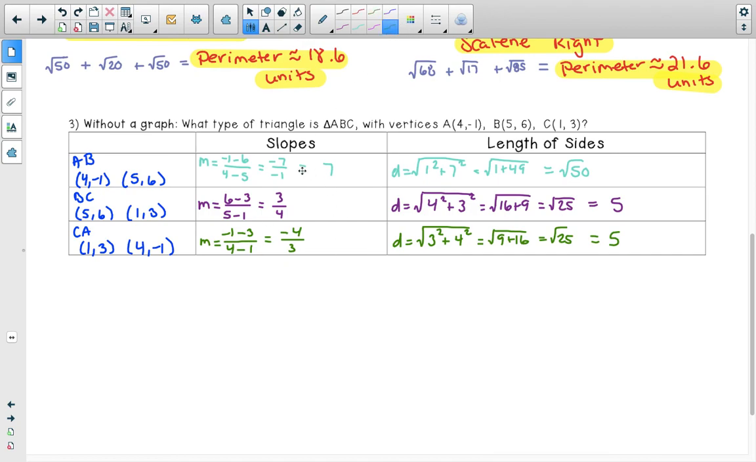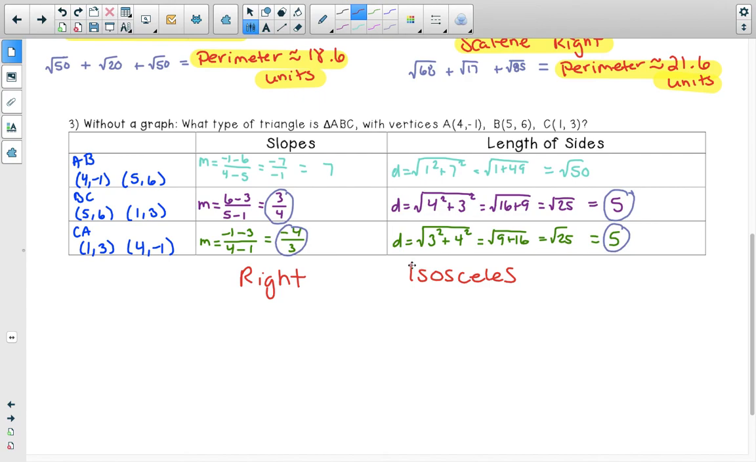So let's go through and look at our slopes, see if there's any connections. We have a 7, 3/4, and -4/3. So these two slopes here, one's positive, one's negative, so they're opposite, and they are reciprocals of each other. That means that we're going to have a right angle in here. Then if we look at our side lengths, we have the square root of 50, and then we have two 5s. That means that we have two sides that are congruent. That means that we have isosceles. We have a right isosceles triangle.